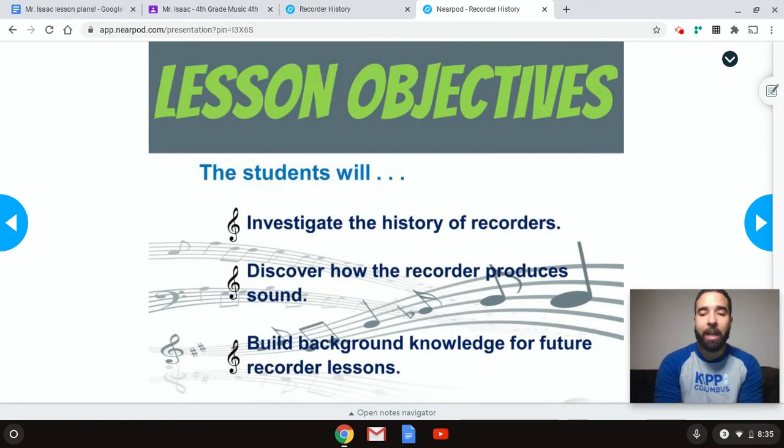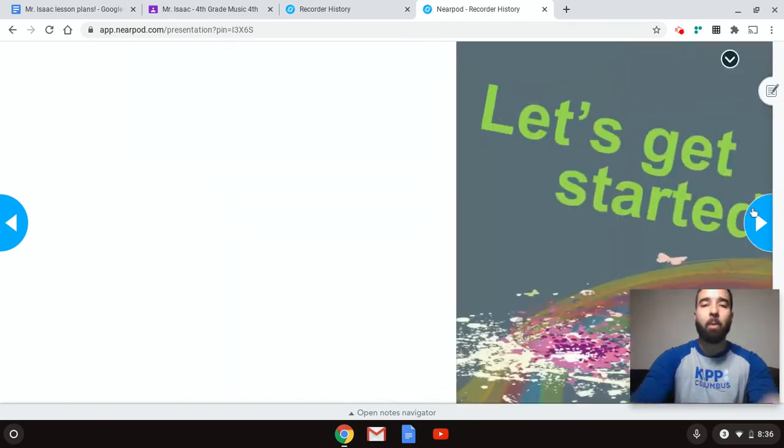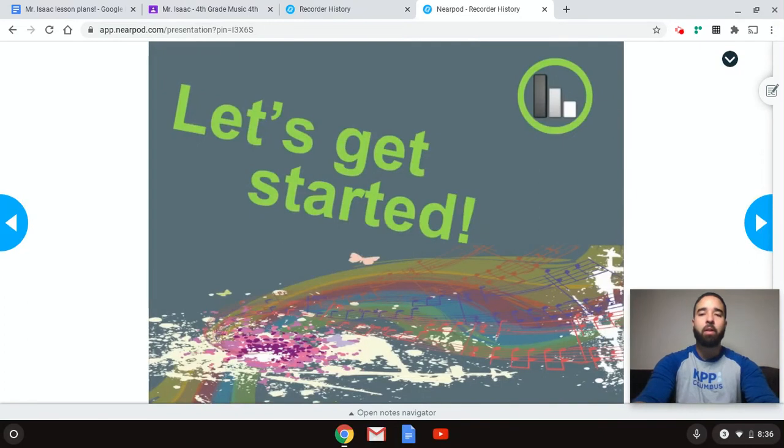Knowing what you're holding in your hand makes you much more efficient at that said thing. Okay, so if I didn't know much about clarinet, I wouldn't be as good at clarinet as I am now. All right, just the same for you. If you know more about the recorder, you'll be more comfortable holding it in your hand. Moving on to the next slide, let's get started.